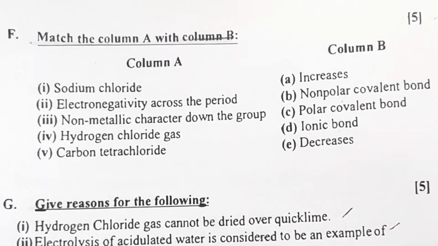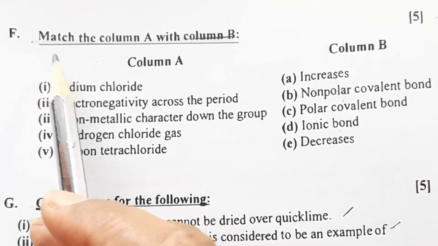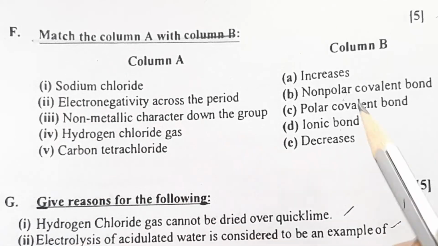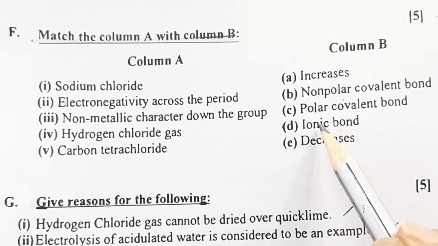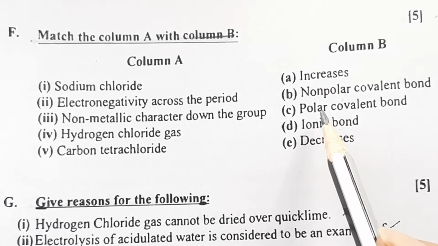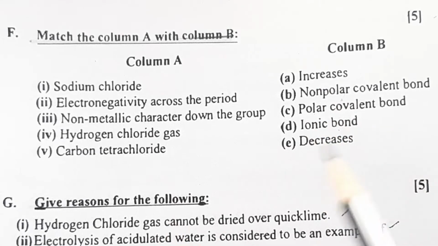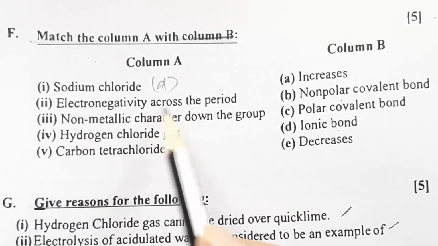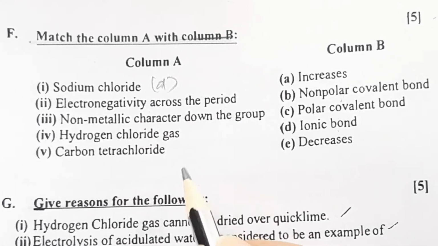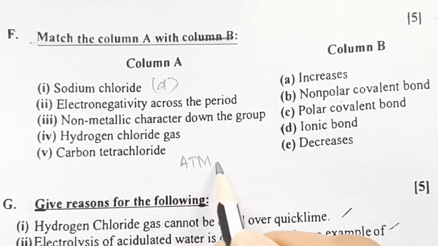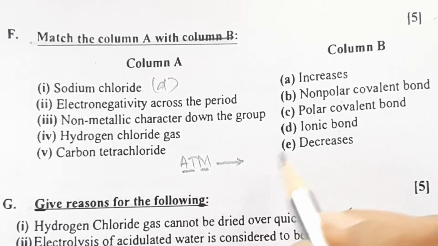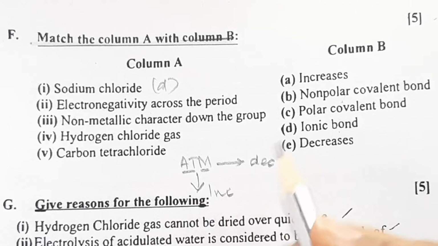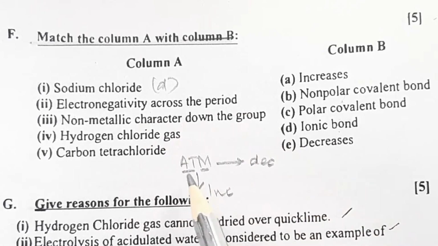All right. So question 1F is match the column A with column B. Now sodium chloride is an ionic bond. It is not going to be a polar covalent bond. So first one is D. We have electronegativity across the period. Now across the period, remember atomic size and metallic character decrease and down the group they increase. Now remember, electronegativity is not ATM.